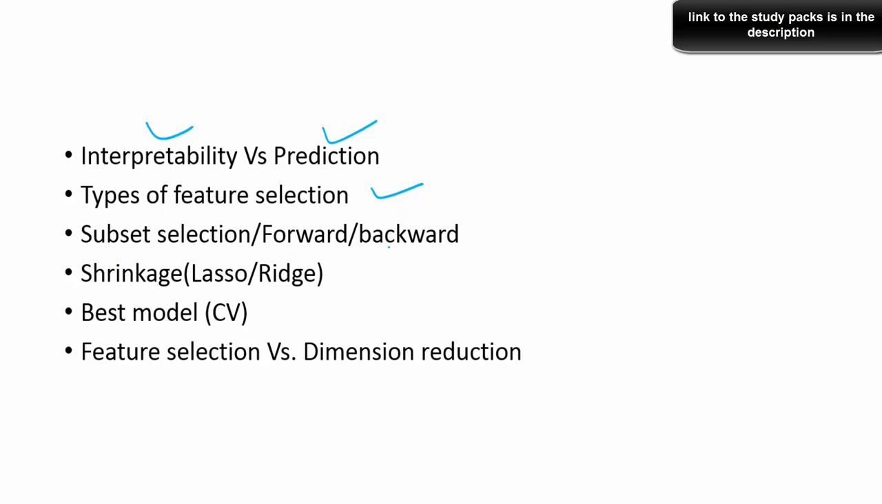Subset selection, forward selection, backward selection are some of the types of feature selection. We'll talk about shrinkage methods, or regularized regression models, like lasso and ridge models. And then how do we select the best model? By doing cross validation. We'll talk about that in brief. And then finally we'll discuss the difference between feature selection versus dimension reduction.